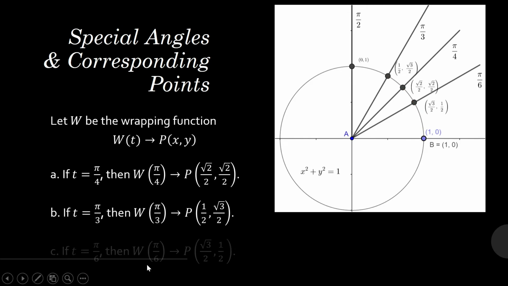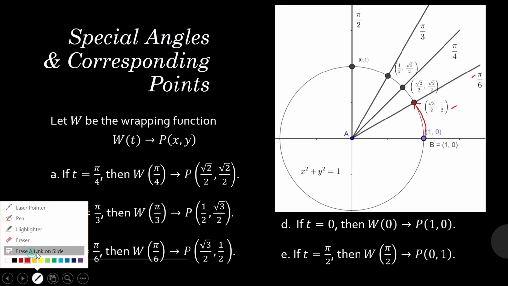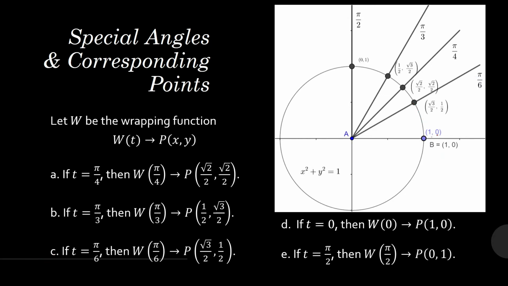When t is pi over 6, the corresponding point is, so starting from the initial point, we will trace an arc whose length is pi over 6. Okay? And the endpoint for that is this one. So that is the corresponding point for pi over 6. When t is 0, the corresponding point is this one, the initial point. And when t is pi over 2, the corresponding point is that one. So that would be the coordinates for P.